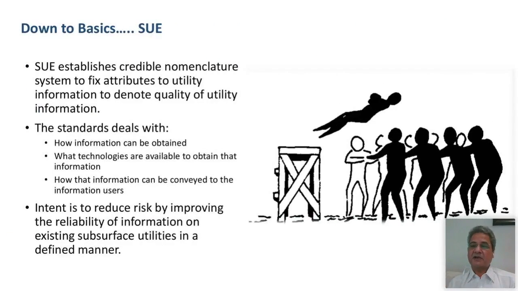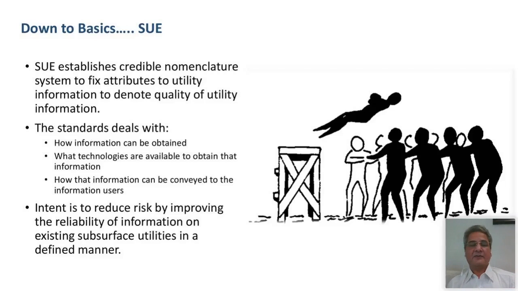So coming to subsurface utility engineering, the basics of it. SUE establishes a credible nomenclature system to fix attributes to utility information to denote quality of utility information. That is, once you go through the process of SUE, you are basically looking at what is the reliability level of the map. So you are able to look at the map and say that this information is 100% accurate, this is 75% accurate, this is 50% accurate, and this might not be accurate. That's how a credible nomenclature system is fixed to each utility.